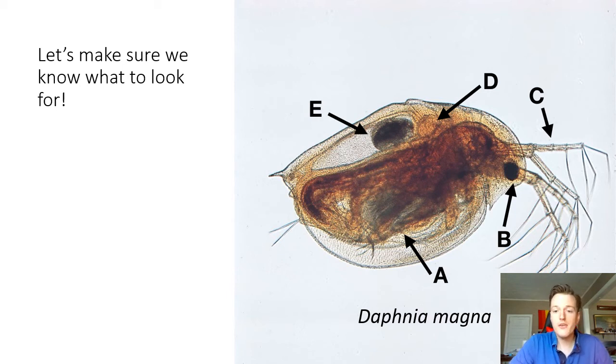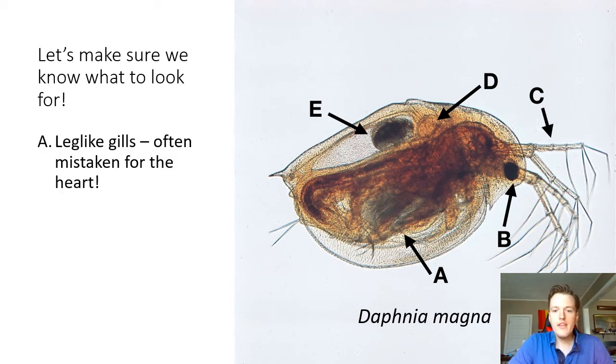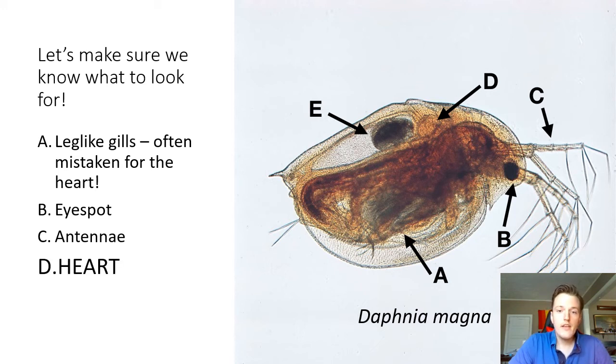So let's make sure that we are able to identify these different parts of the Daphnia so you're not counting the wrong movements. The section labeled A are the gills, and a lot of students will look at the gills, see that they're moving, and then just get a completely wrong heart rate. This dark part is the eye spot. It's not going to be moving a ton. These are obviously antennae. I hope you wouldn't confuse those with the heart. This translucent section is the heart.